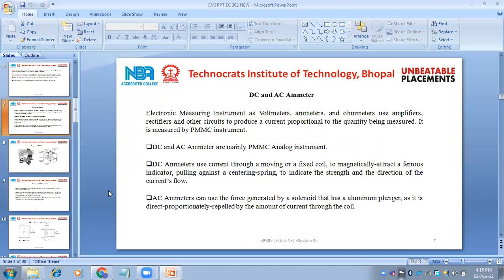Now we discuss measuring instruments like DC and AC ammeter. So first we understand what is DC current and what is AC current. DC is called direct current and AC is called alternating current.